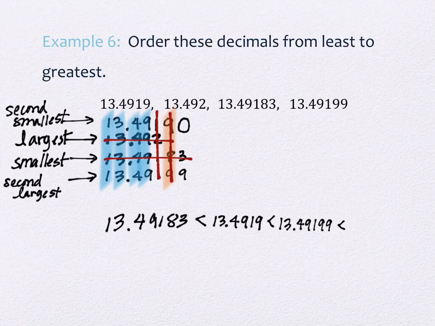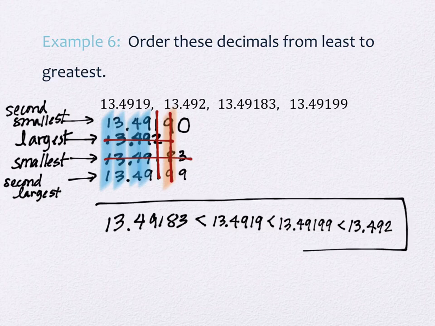And the largest was the 13 and 492 thousandths. So commas between are fine. Less than symbols are fine. Either of those will work. It's also probably worth noting that it doesn't have to be asked to give it to smallest to largest. It could say largest to smallest, and you just flip this list around, and that'd be okay too.